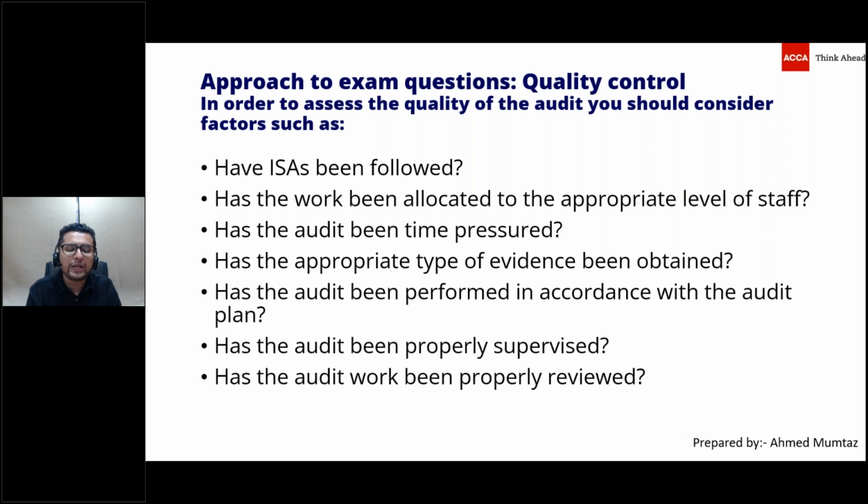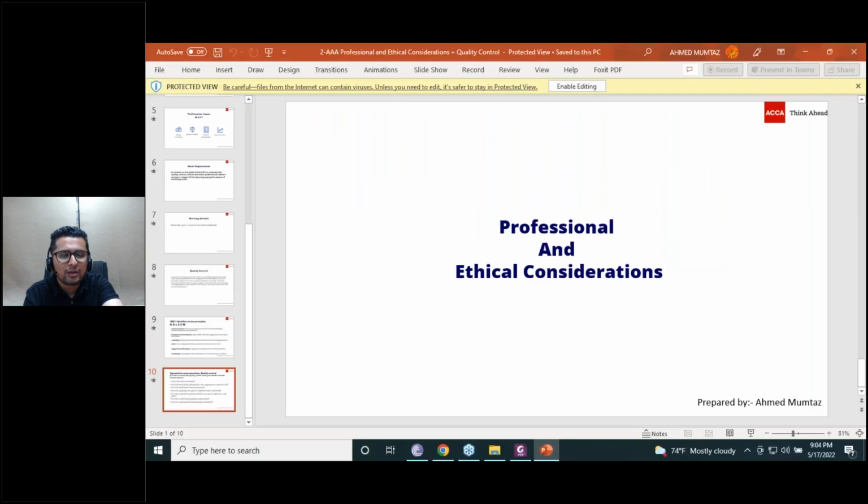Last but not the least, we need to make sure that at every point of time, some senior should be reviewing the work of the juniors. So the audit manager should review the work of the audit senior, and similarly the engagement partner should take the overall responsibility, and he or she should come up with a proper review. So this is how the quality control question would look like.